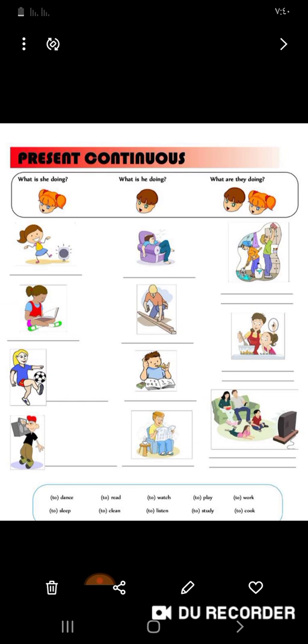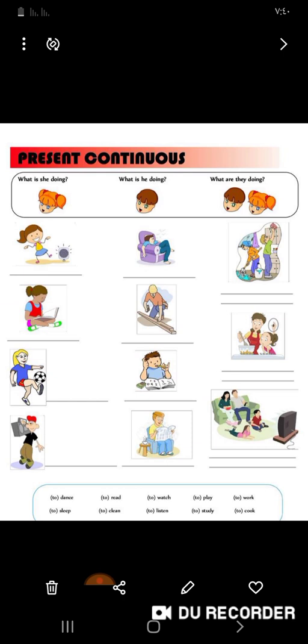Okay, what can you see? Yes, what is he doing? What is he doing and what are they doing? Let's see. What is she doing in the picture? Yes, number one, she is dancing. So she takes is and dance plus ing, she is dancing.